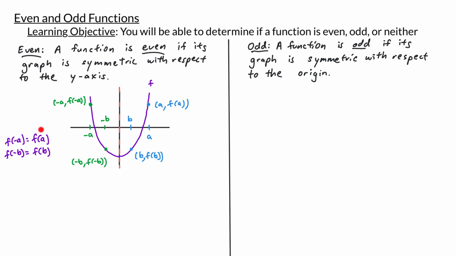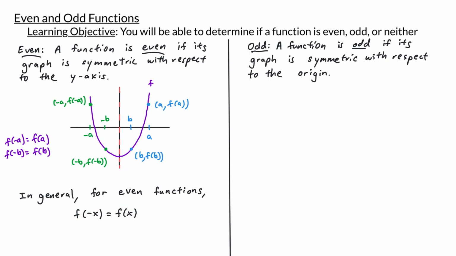Now, these relationships that we see here hold true no matter what our x value is. So we can conclude that in general, f of negative x is equal to f of x whenever we're looking at a function whose graph is symmetric with respect to the y-axis. This relationship is how we will tell whether a function is even or not.